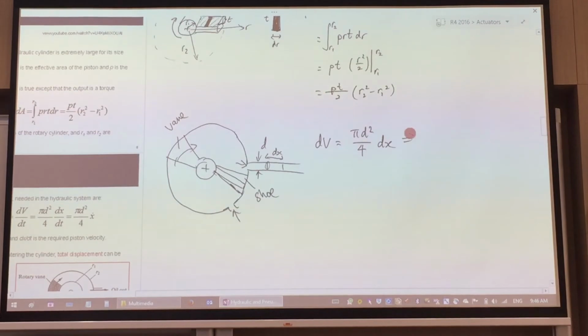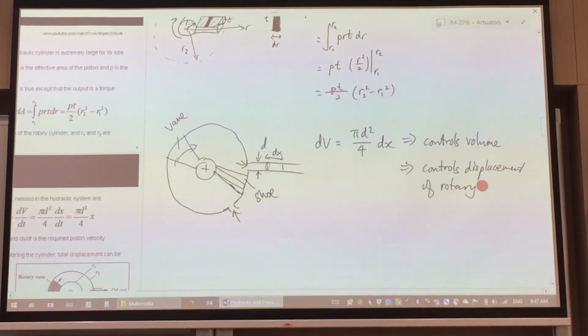So this is the one that controls the volume, and it controls the displacement of the rotary vane. So it's a position control strategy by changing the amount of volume.